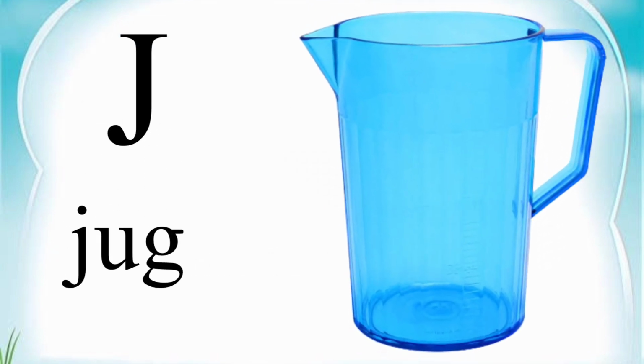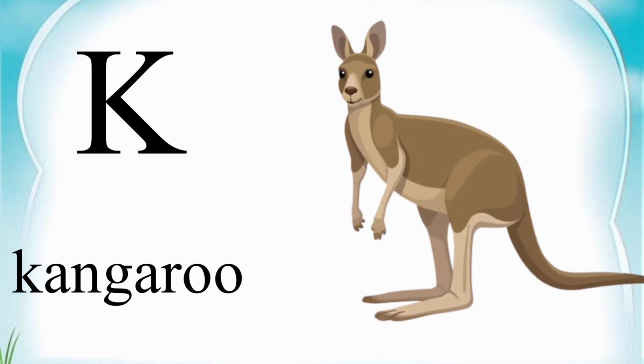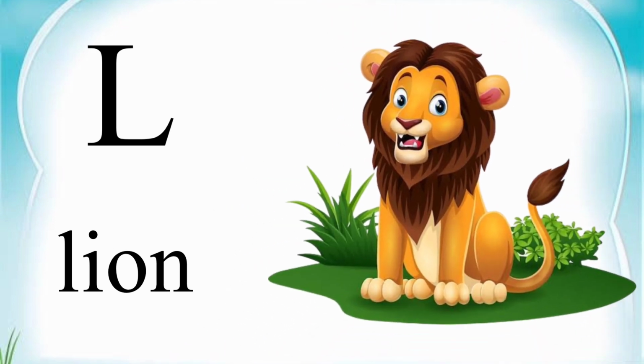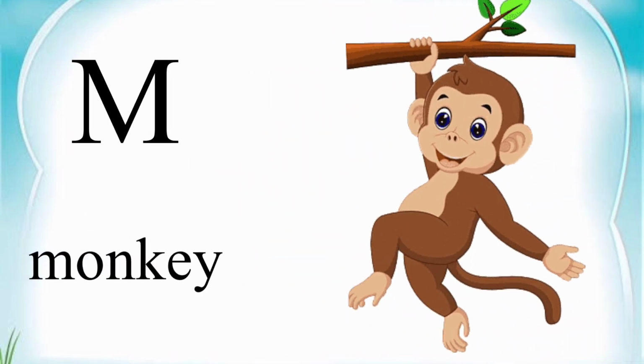J is for jug, jug. K is for kangaroo, kangaroo. L is for lion, lion. M is for monkey, monkey.